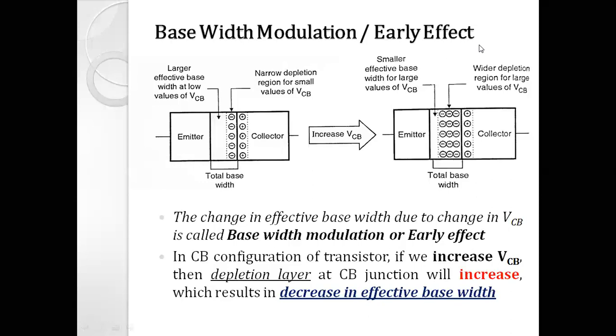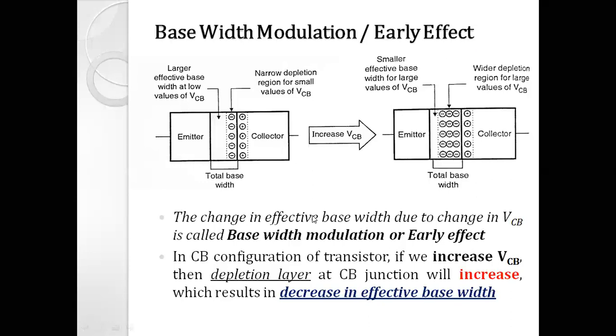After that, an interesting topic would be the relation among current gains alpha, beta, and gamma. Thereafter, we will derive the relation between the leakage currents ICBO and ICEO. And at last, we will do the comparison of all these three configurations, which are common base, common emitter, and common collector. And at last, we'll try to solve one example based on certain derivations we will do in this session. So let us begin with the first topic, that is base width modulation.